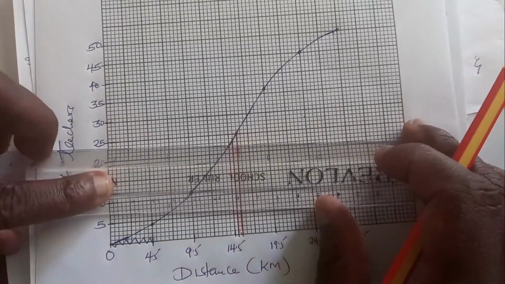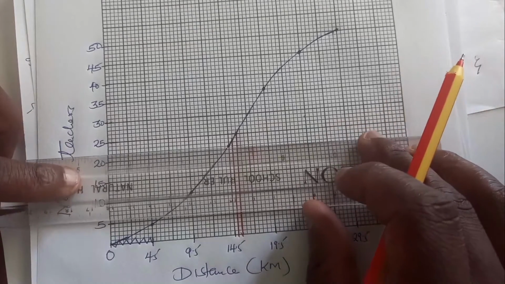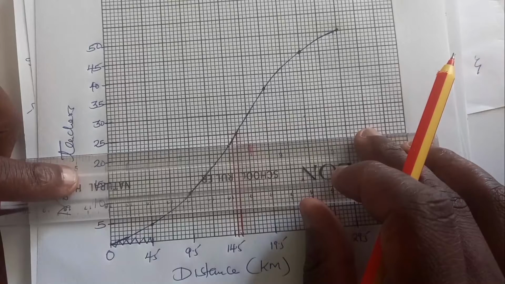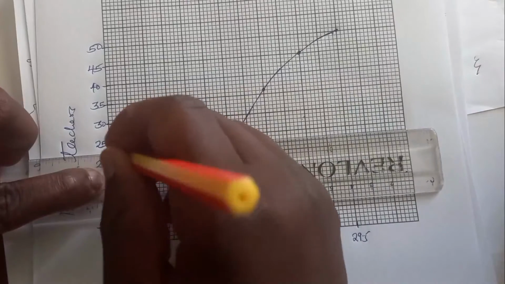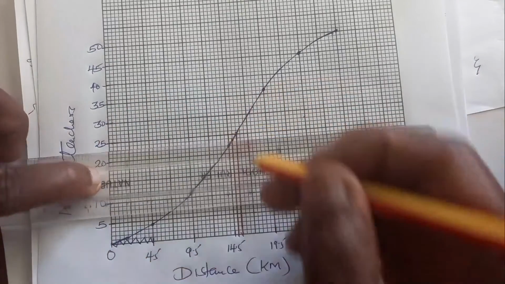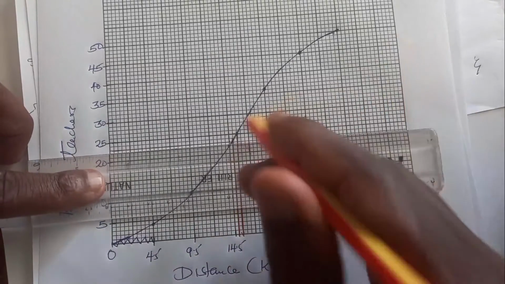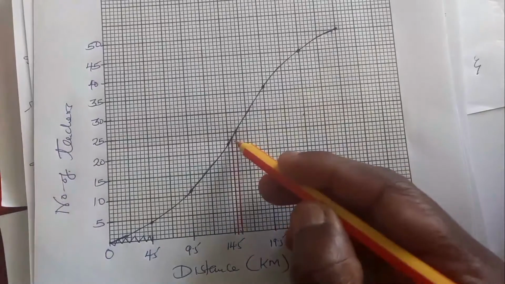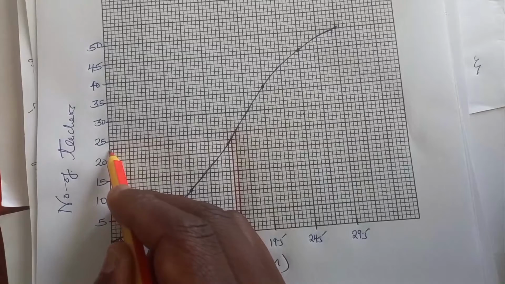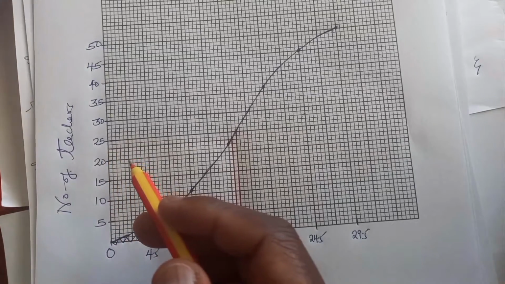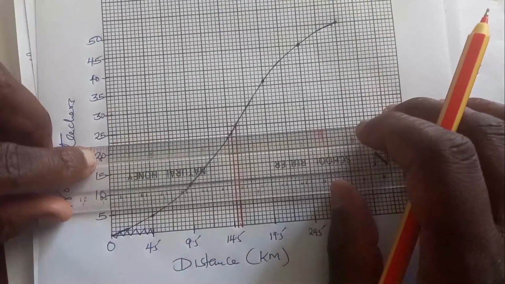Then be careful, draw a straight line from here. And you notice that this is the point where it touches the curve. Draw a straight line. Those will be 20, 21, 22, 23. So those are 23 teachers. Let me draw a line that can be visible.